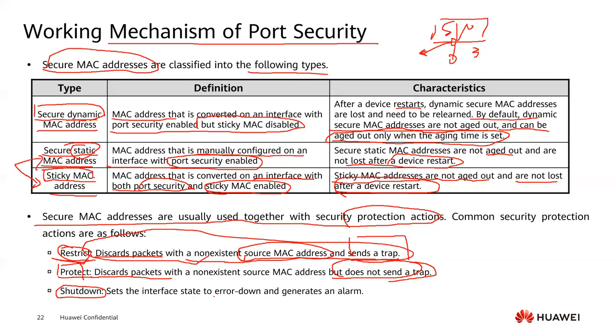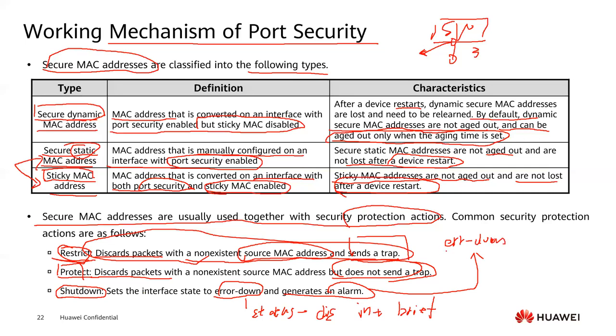And you will find that for the interface status, if you use the display interface brief command, for example, you will find that it is not the normal state, it is the error down state, and it will generate alarms. And to recover this interface, you can use the error-down command.